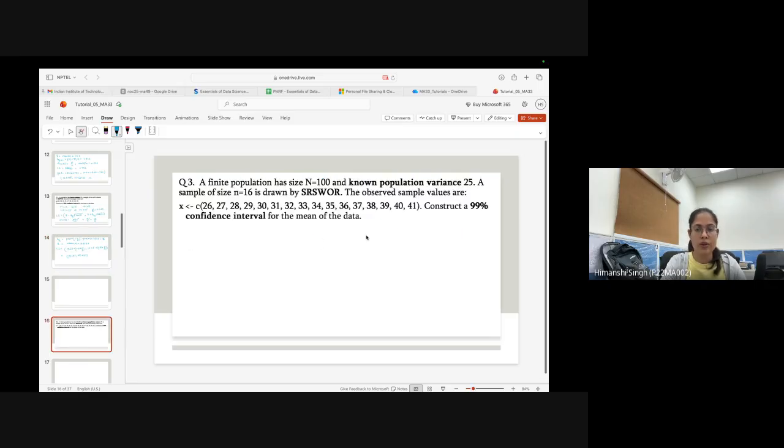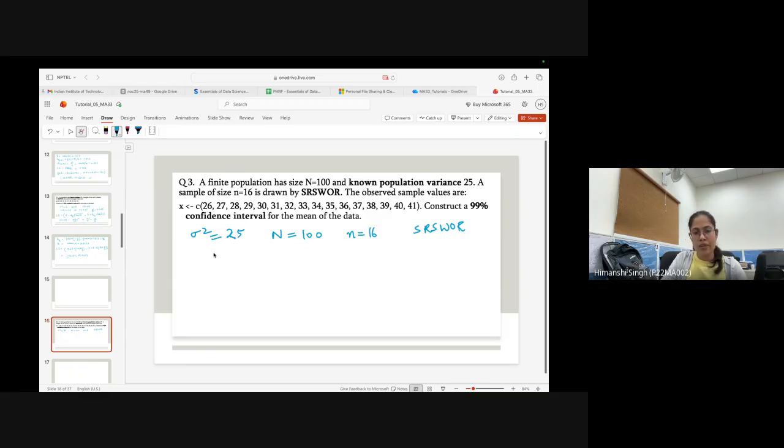Now in the next question, we are considering a finite population of size 100 and known population variance 25. So here we know the population variance sigma squared to be 25. Capital N, the population size, is 100. Then a sample of size 16 is drawn, so I am taking the sample size n to be 16, using simple random sampling without replacement. The observed values of the sample are given. Now construct a 99% confidence interval for the mean.